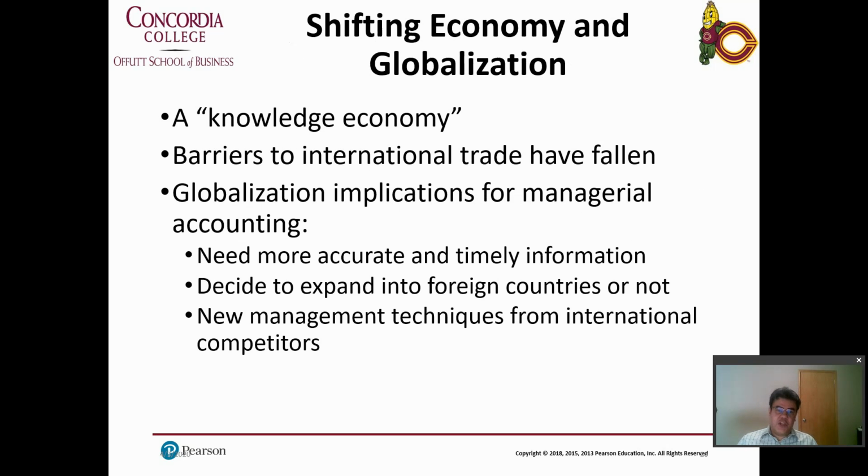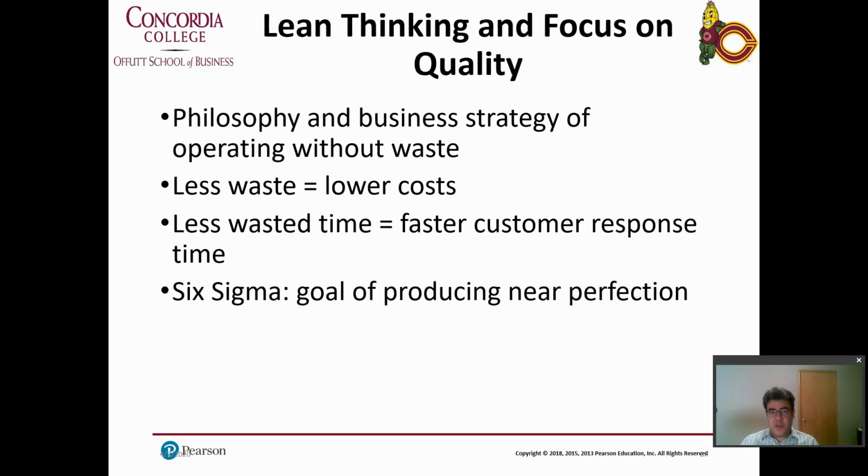Economy and globalization. Global companies are also all over the place, and they need much more managerial accounting than the small companies because they are in a lot of different markets, cultures, and so on. So they need much more information. And then lean thinking focuses on quality. We will be talking about this in one of our chapters. With lean thinking, we are talking about waste. So less waste, lower cost, and cost is managerial accounting.